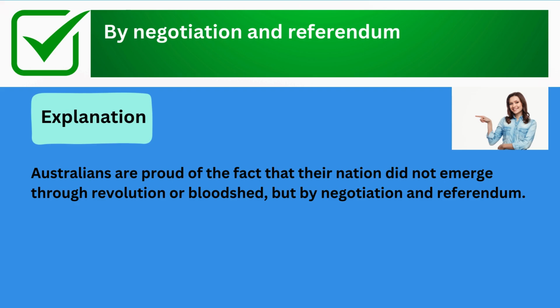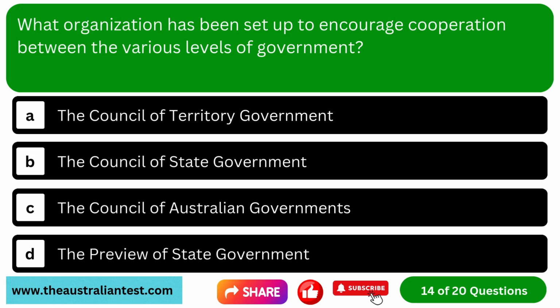The correct answer is by negotiation and referendum. Australians are proud of the fact that their nation did not emerge through revolution or bloodshed, but by negotiation and referendum.